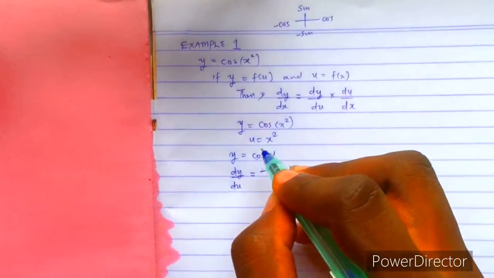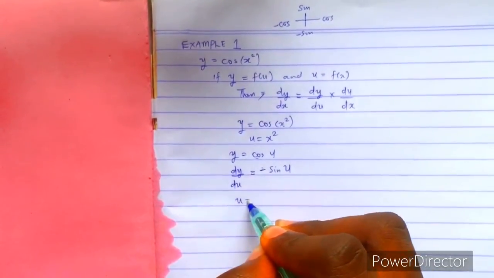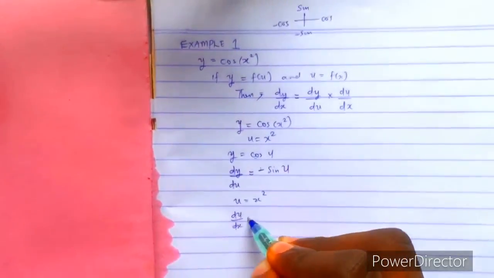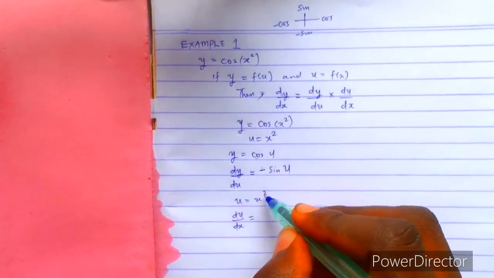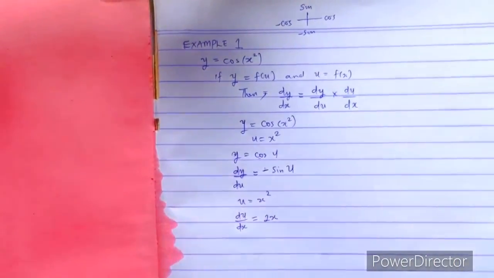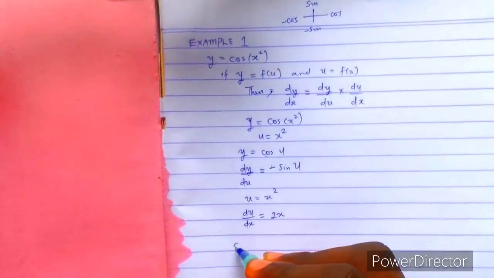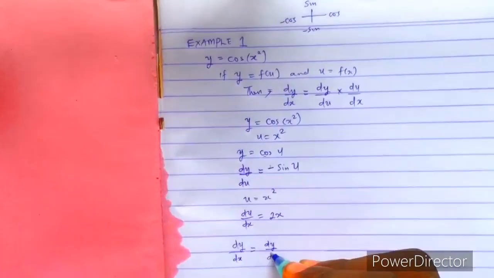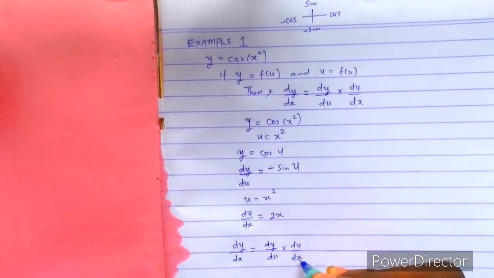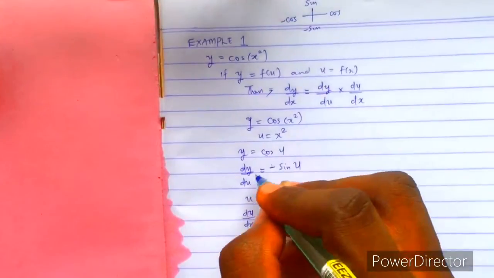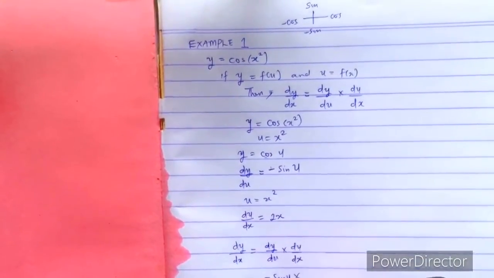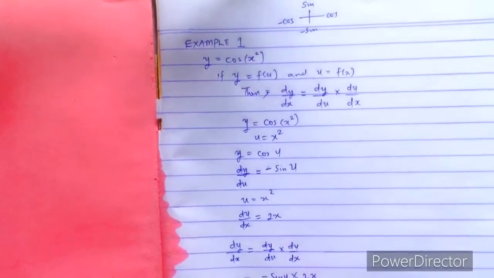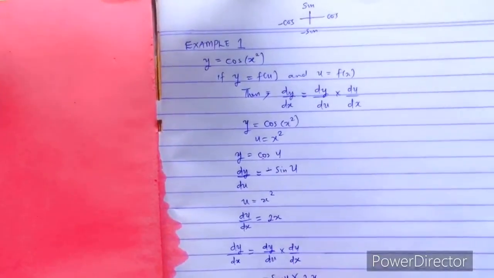Also, we formally said that u equals x squared. So we have to differentiate u with respect to x, and that will be du/dx equals 2x. Now, just like I told you, dy/dx is equal to dy/du multiplied by du/dx. And what is that going to be? That will be dy/du, which is minus sine u, multiplied by 2x, which is du/dx. So that will be minus 2x sine u.